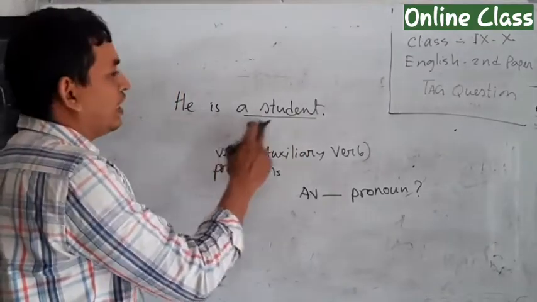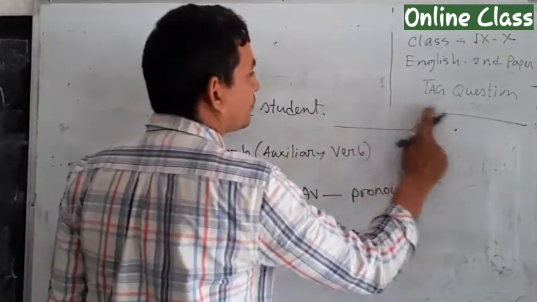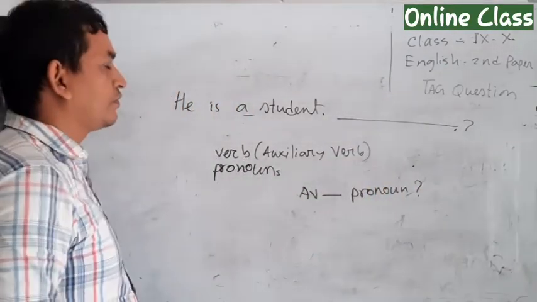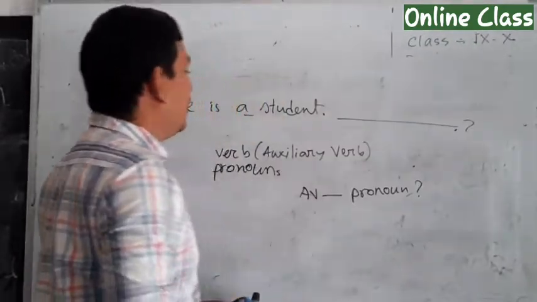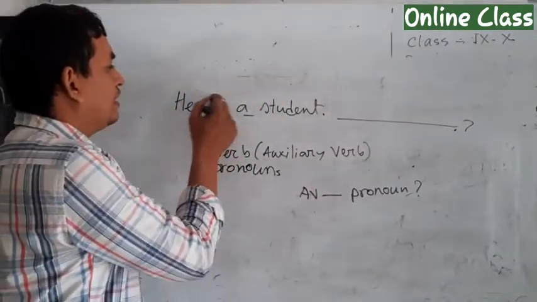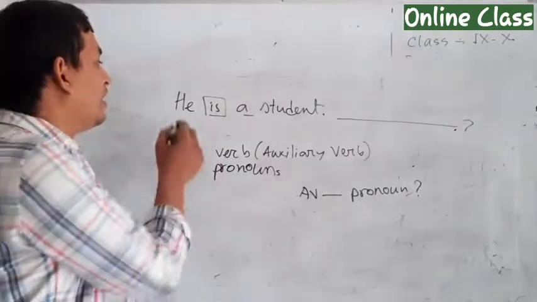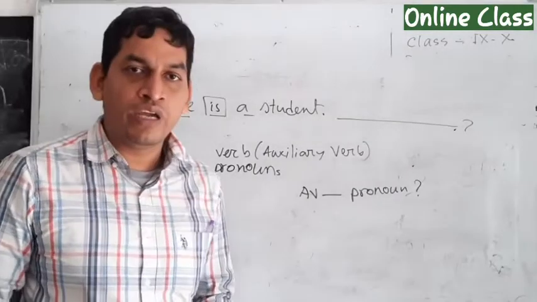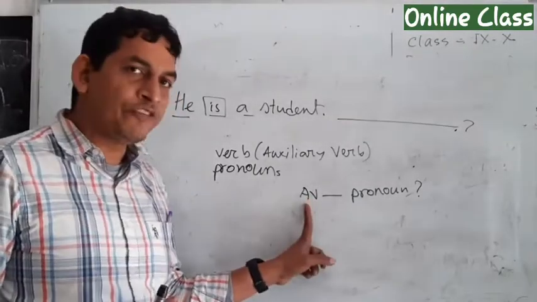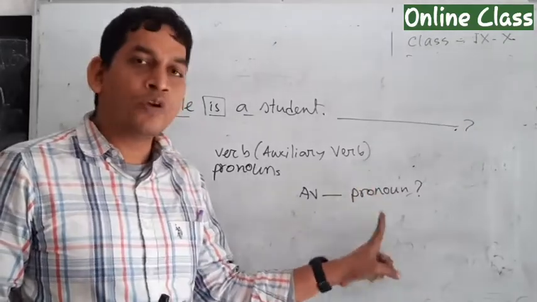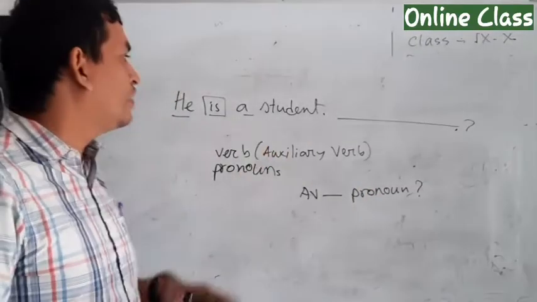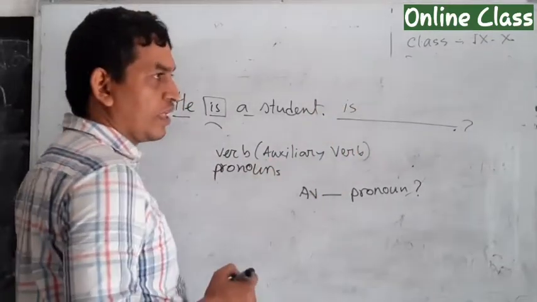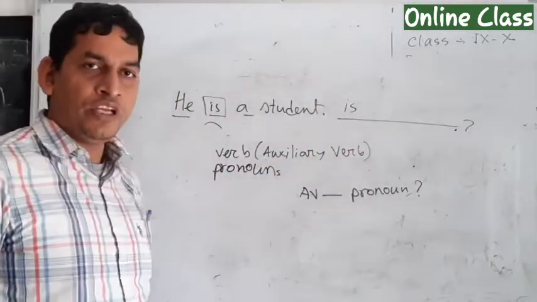Here, "He is a student." In this sentence, is is the auxiliary verb and he is the subject. We know that to form any tag question, we have to use the auxiliary verb first and then the pronoun of the sentence. So in this sentence, the auxiliary verb is "is". So we must use "is" here. Then we have to use the pronoun he.